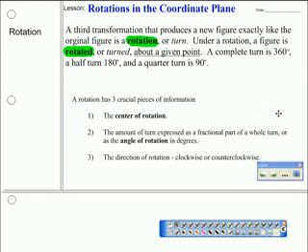A rotation has three crucial pieces of information that we need to know before we can perform one. One, we need to know the center of rotation. Usually it'll be 0, 0 for our purposes. We need to know the amount of the turn expressed as a fractional part of a whole, right? So if it's 180, what else could I call it? A rotation of a half. If it's 90, we could call it a quarter turn. Or as the angle of rotation in degrees. This is what we will normally use, angle of rotation in degrees.